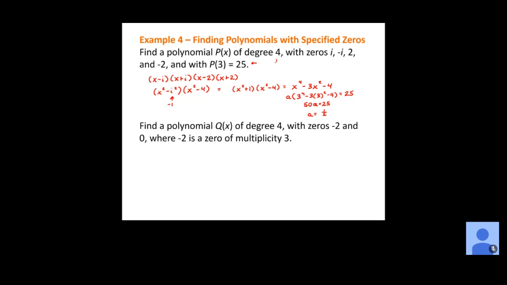So I'll come back and say, well, this is 1/2 times x to the fourth minus 3x squared minus 4. And distributing that gives us 1/2 x to the fourth minus 3/2 x squared minus 2. And so that would now be the polynomial that would have those zeros of i, negative i, 2, and negative 2, and would also have a P of 3 value of 25.